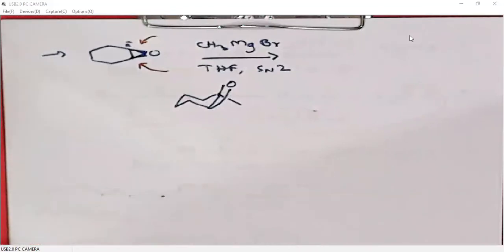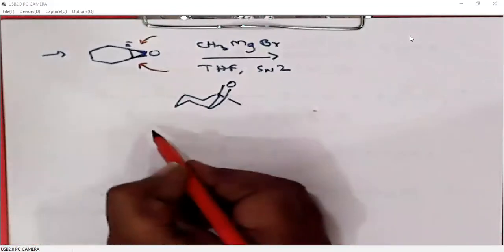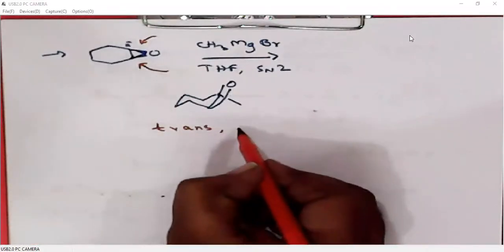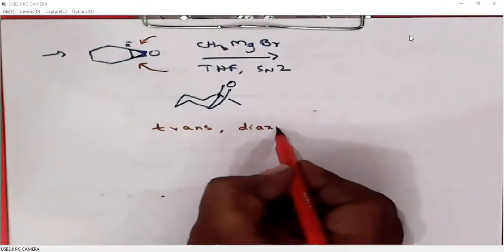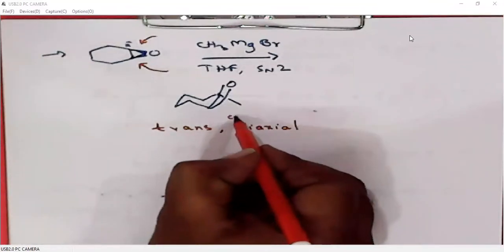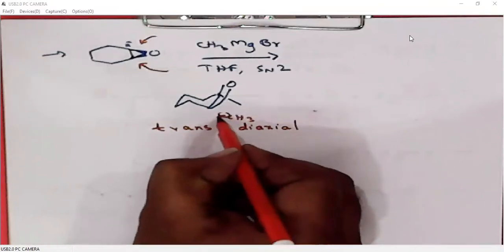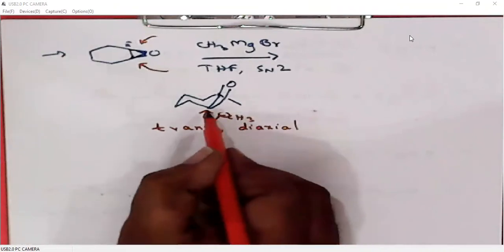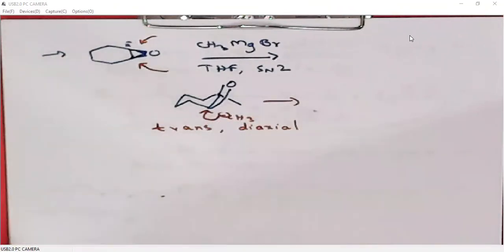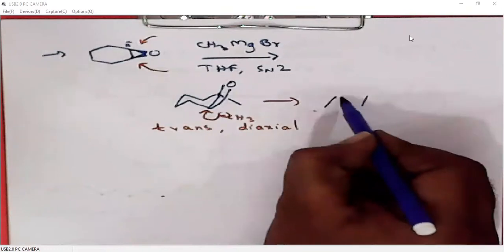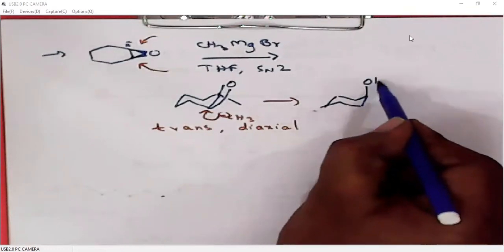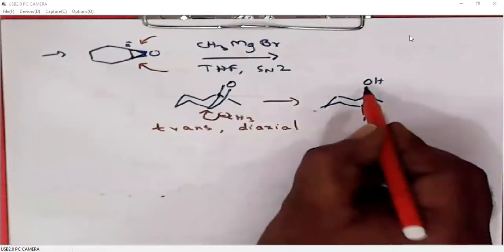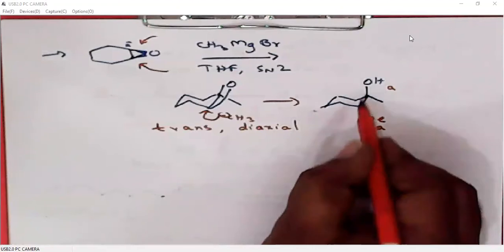Whenever we want to open an epoxide, it should be trans diaxial opening. The product should be trans, and at the same time, the product should be diaxial. So if the methyl group is approaching from this side, because the epoxide is above the plane, it has to approach from below the plane. Then the product is OH, methyl is here. So this is axial, and both are trans.